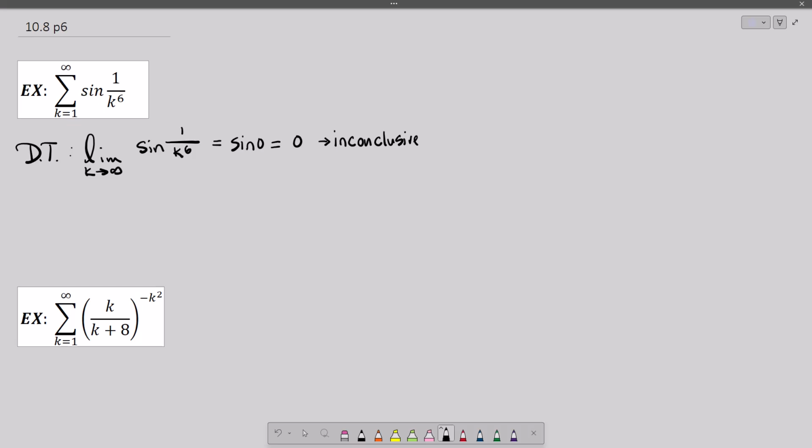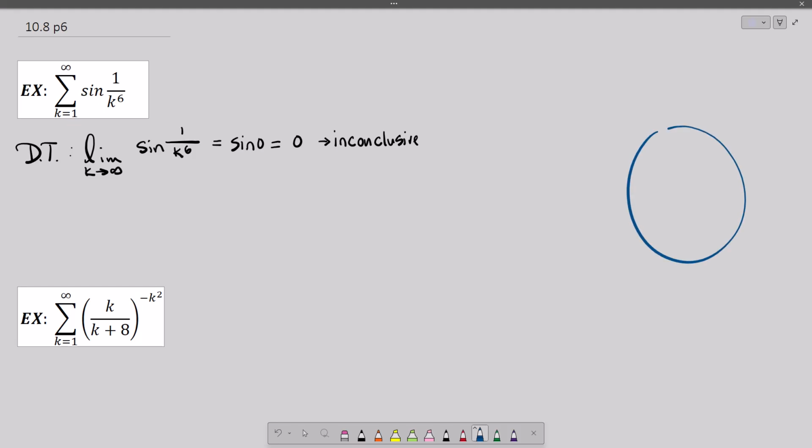Isn't it really similar to a p-series? The inside is similar to a p-series, so maybe we should compare it to a p-series. Let's see. Okay, so do you want to compare it to 1 over k to the, let me ask you this first, because there's an idea in trigonometry that you may or may not remember.